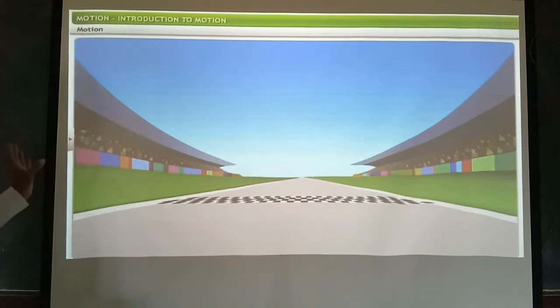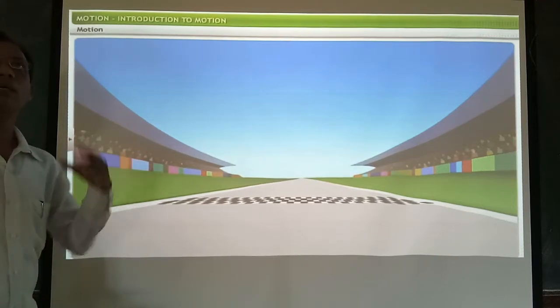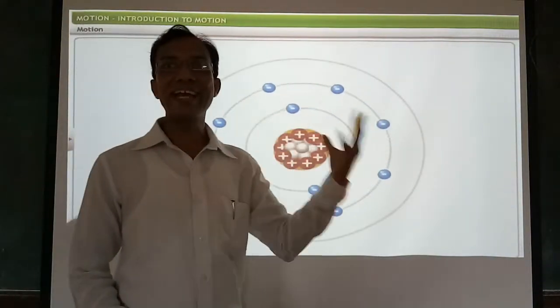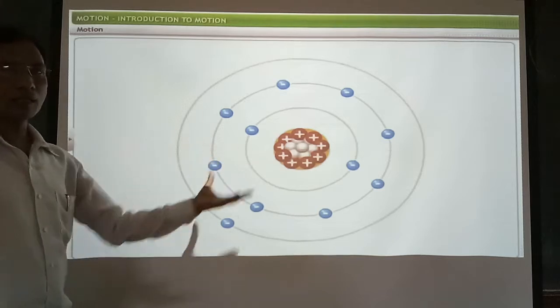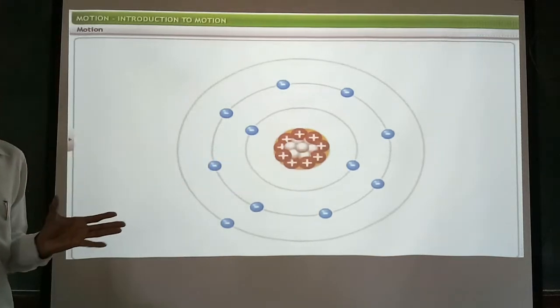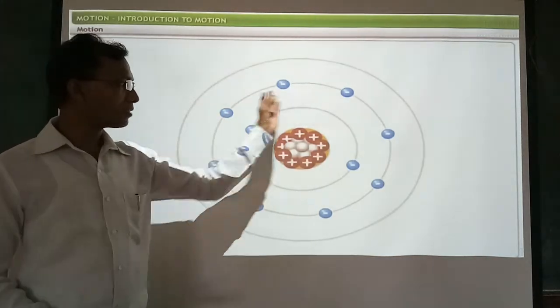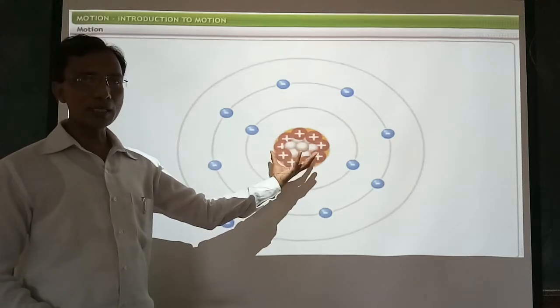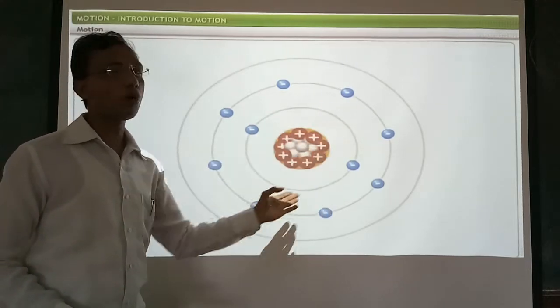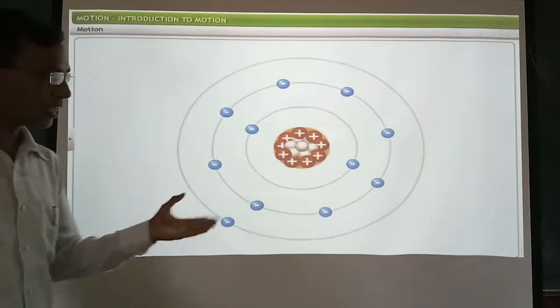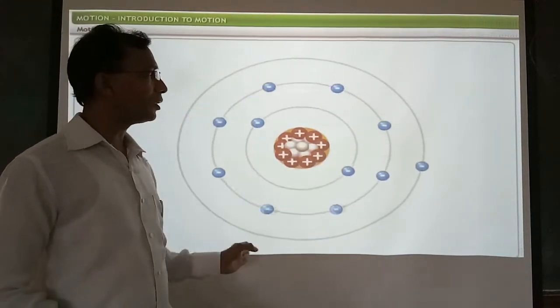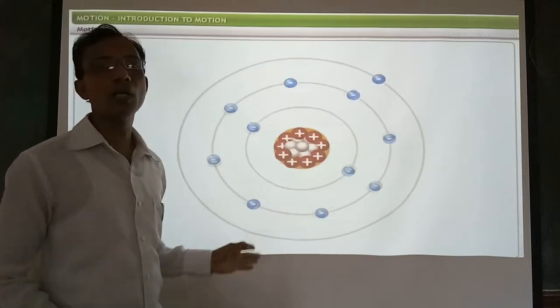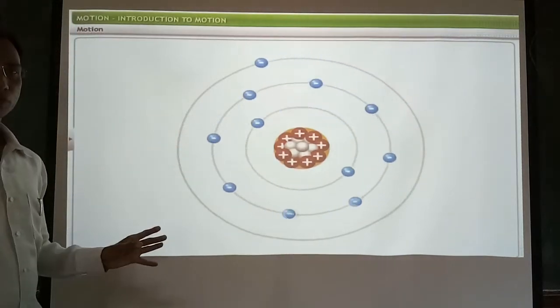Similarly, there is another example. We take the fan rotating, which is also circular motion. Another example is the nucleus with protons and neutrons. As you know, the center is a nucleus and all the electrons revolve around the nucleus. It is also in motion. So all these are examples of motion.